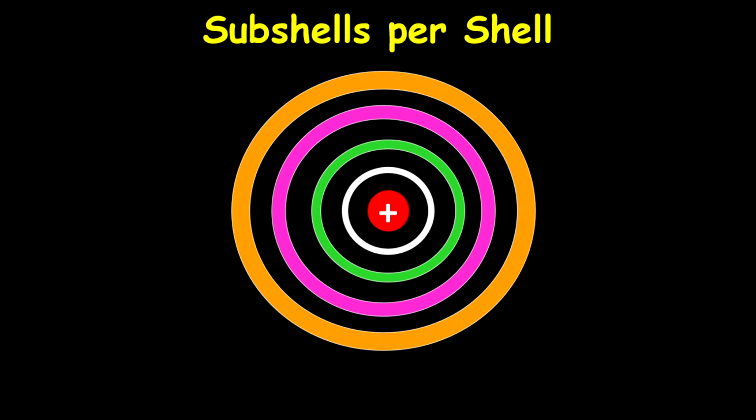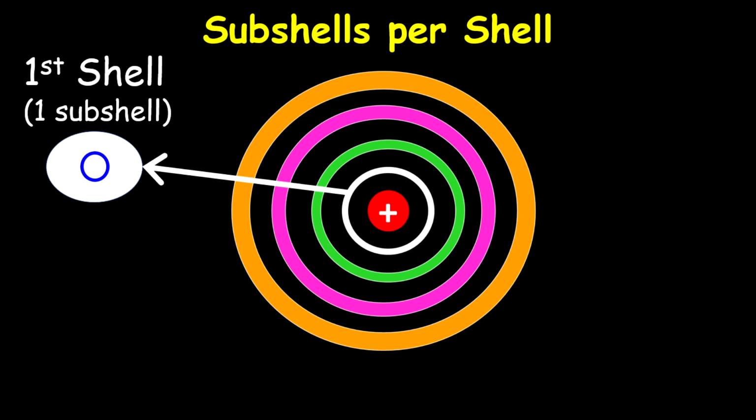Alright, so now we're looking at the number of subshells per shell. And this one will be easy to remember. Once you establish the shells, you're pretty much good. And so let's look at the first shell. The first shell has 1 subshell.